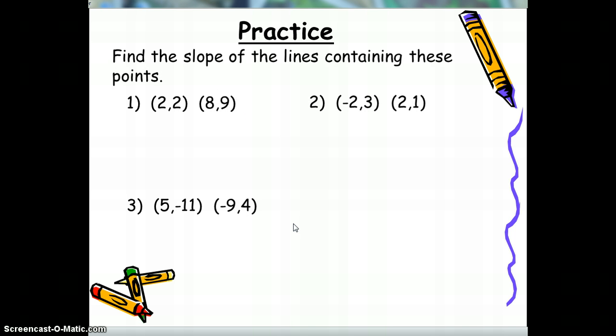Alright, so here's a couple for you to practice on your own. Go ahead and pause the video, and I recommend doing these two or three. Now, we're not really going to talk about this, honestly, until Tuesday, but it's good to get a head start. And again, you should be writing this stuff in your notes.